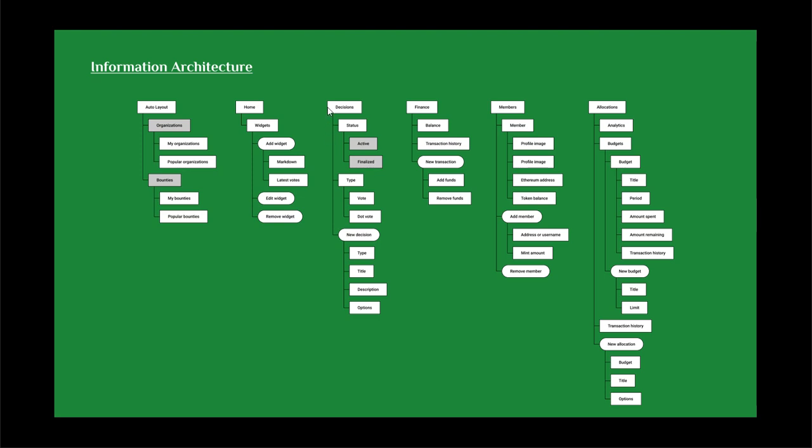So now to the decision part. You see how these are arranged too. On this decision page now, we have the status, we have the type, we have the new decision. And then under the status, we have the active and finalized. Under the type, we have vote and dot vote. Under the new decision, we have type, title, description, and option. So these are under the new decision.